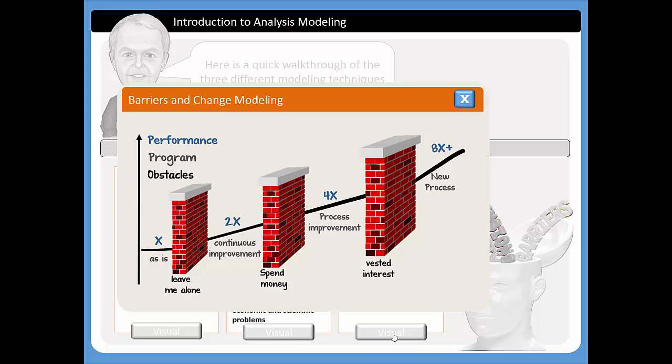What you say is, what performance do you want? I want a radical new performance, an 8x performance. If that's what I say, then I'm going to have to generate a new process, I'm going to have to break through vested interest, and I'm going to have to spend money. So basically, you focus on the performance, or in some cases the speed. If I have to have it tomorrow or within a week, then the speed may challenge what you can do. You can't do a continuous improvement program and have it deliver something to you within a short period of time. So the idea here again is barriers and change modeling.